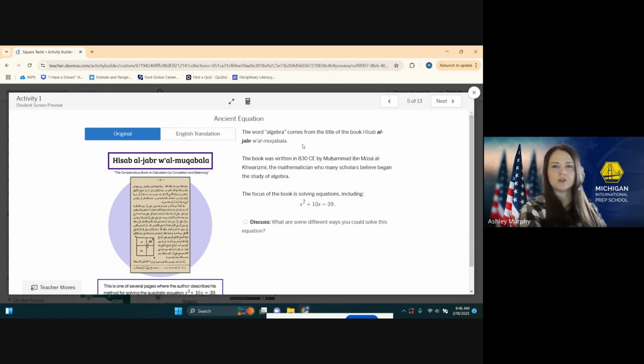The word algebra comes from the title of a book. The book was written in 830 CE. This is where we believe that algebra began. And the focus of the book was to solve equations just like the equations we're solving now. What are some different ways you could solve this equation?